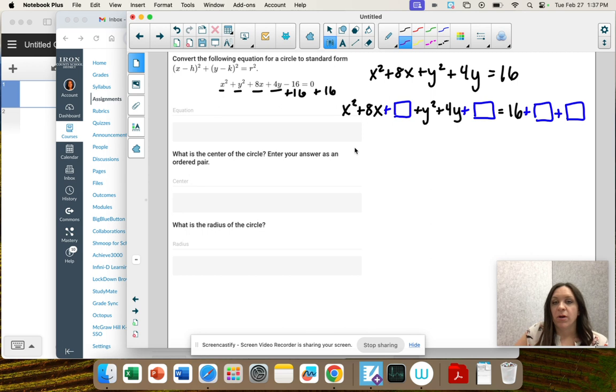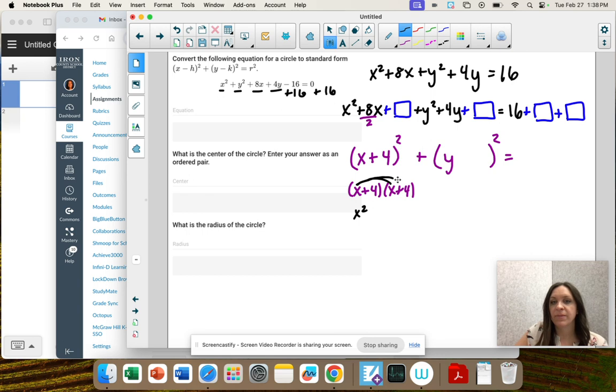So we want our form as x plus something squared and then y plus or minus something squared equals our value. So to get that value, we take our middle term, the number by x, and divide by 2. 8 divided by 2 is 4. And because x plus 4 squared really means x plus 4 times x plus 4, to find that value, you can multiply these. So x times x, x squared. x times 4, 4x. 4 times x, 4x. 4 times 4, 16. So when I combine like terms in the middle, I get the 8x.